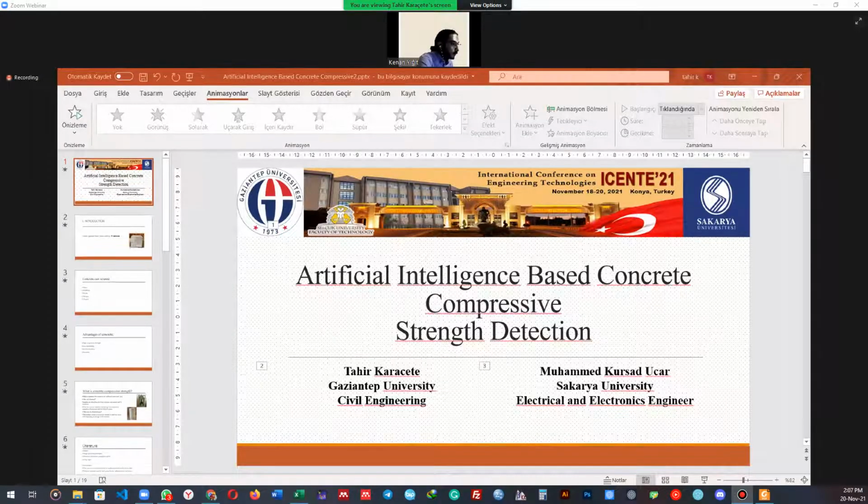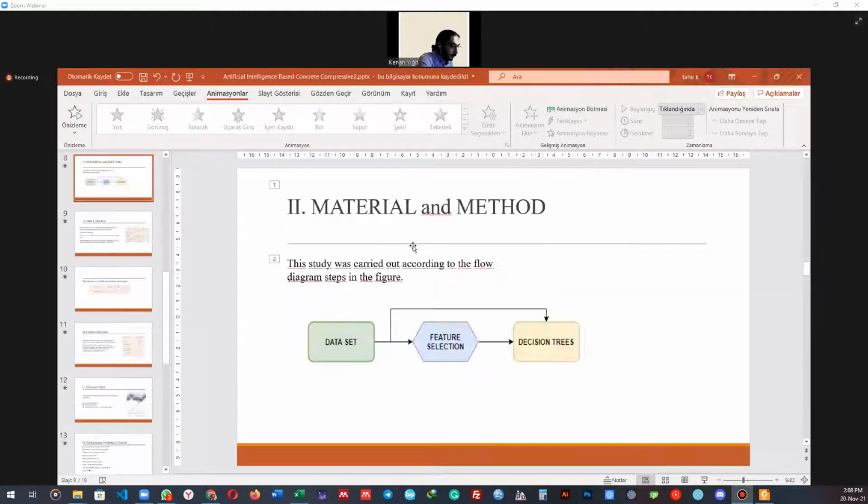Presented by Tahir Karaçete, and the paper is Artificial Intelligence-Based Concrete Compressive Strength Detection. And the floor is yours, please. Can you hear me? Yes.